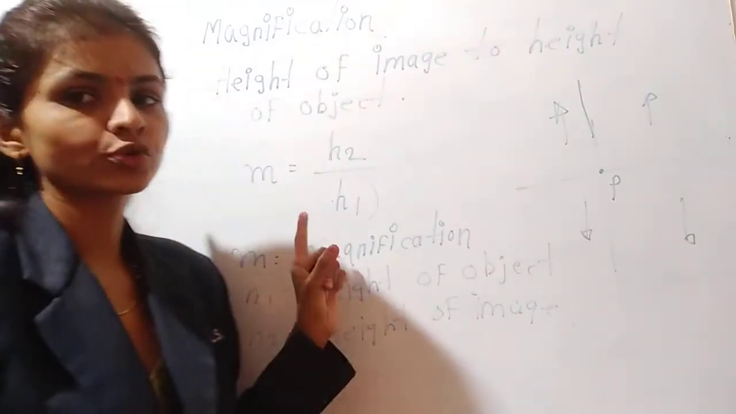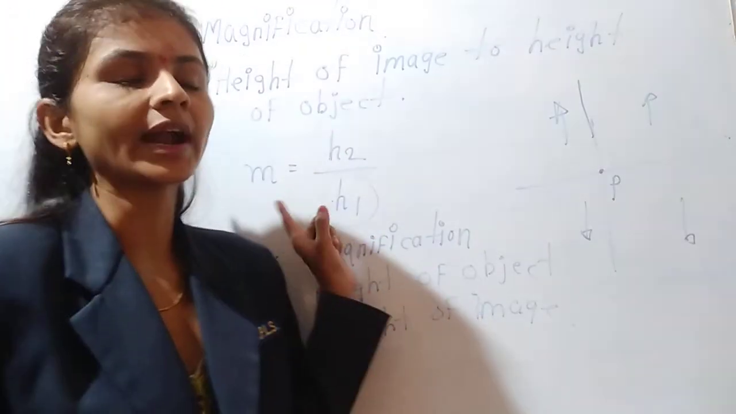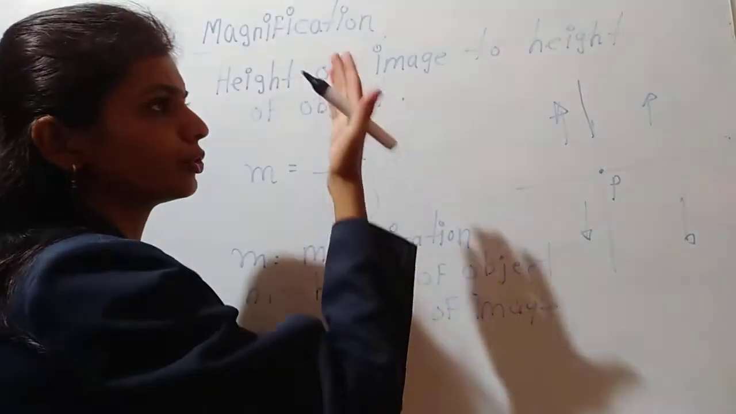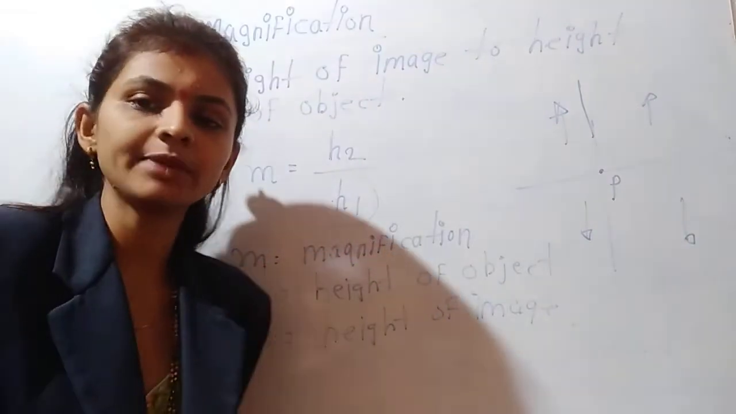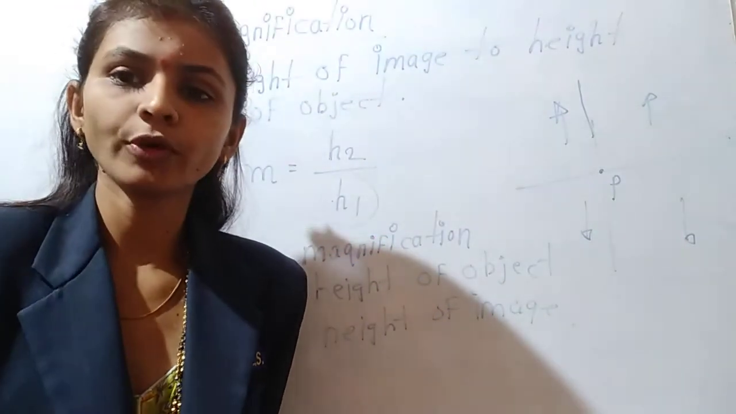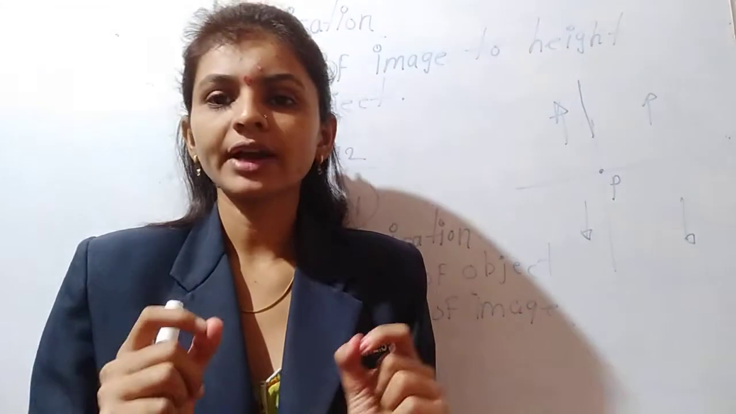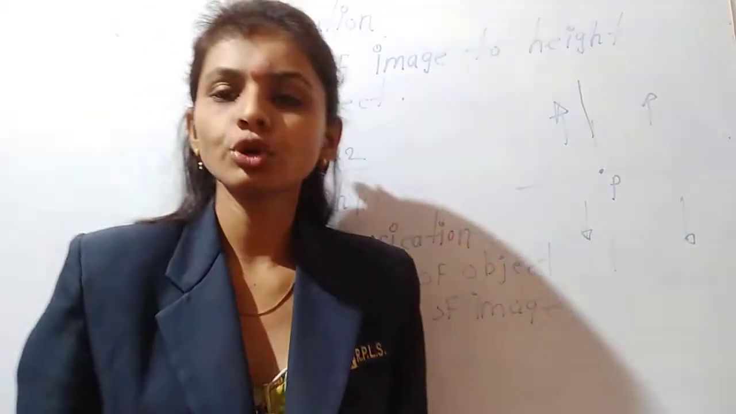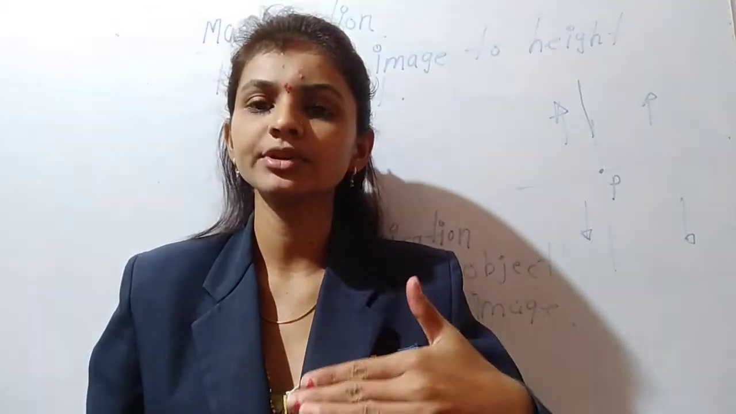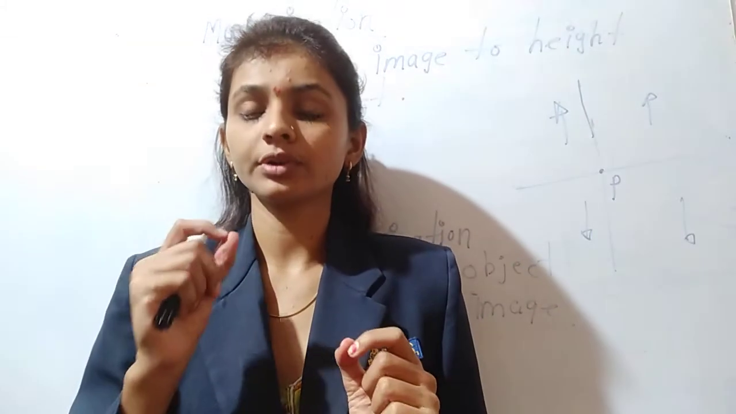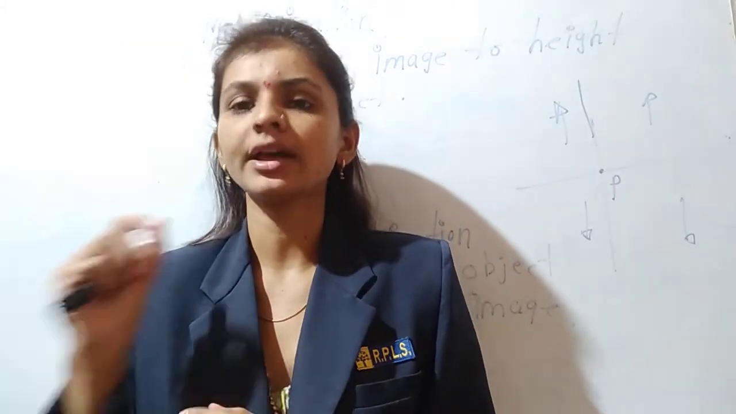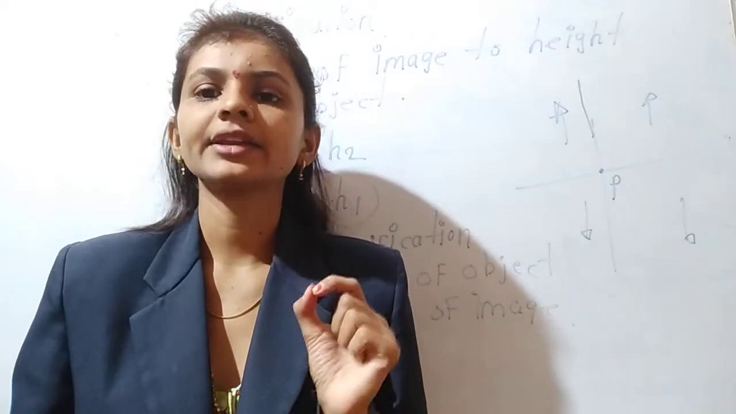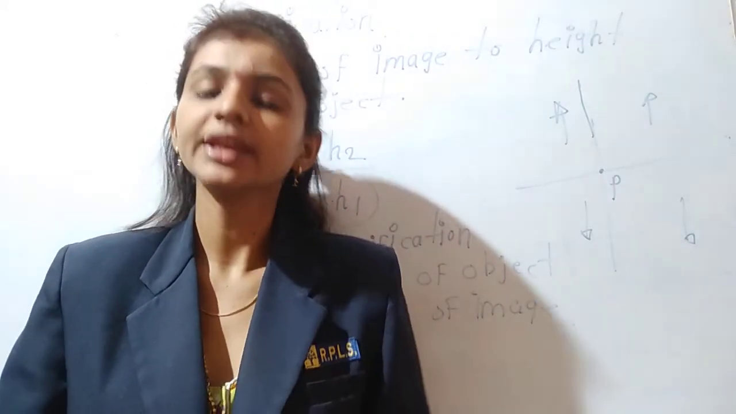In case of the virtual image, the magnification is positive, because the height of the image and the height of the object will both be positive. But if we are getting the real image, it is formed on the downside. The images that we get on the downside, we calculate with a negative sign. So for the real and inverted image, we get negative magnification.